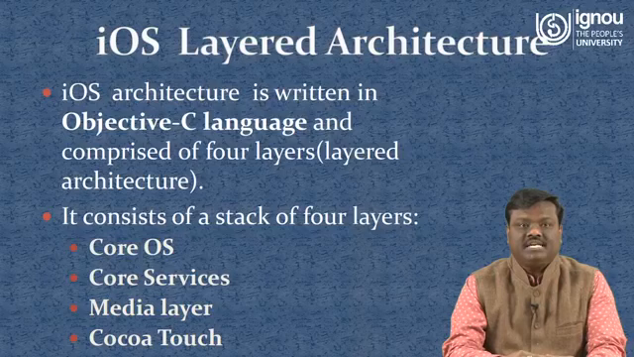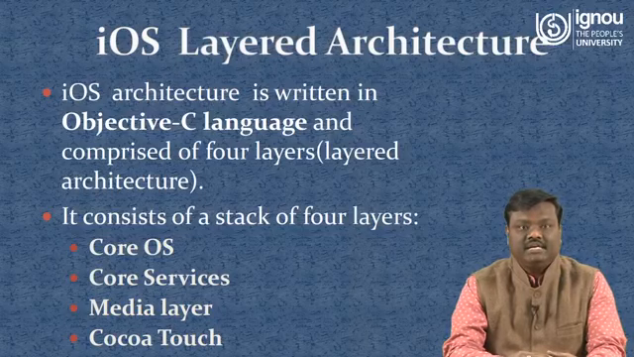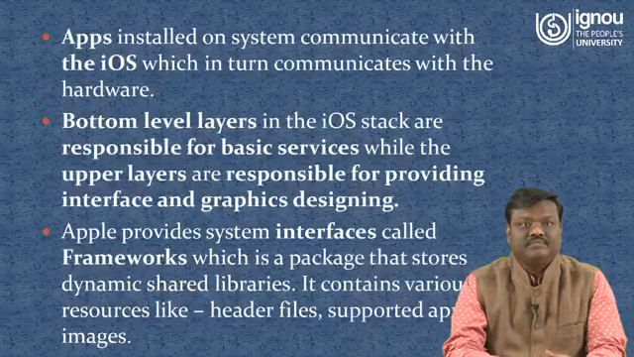So the first layer, you can see the core operating system, that is Core OS, is the first layer. The second layer comes with the services, that is called Core Services, then the Media layer and Cocoa Touch. So these are the 4 layers that the iOS architecture follows.